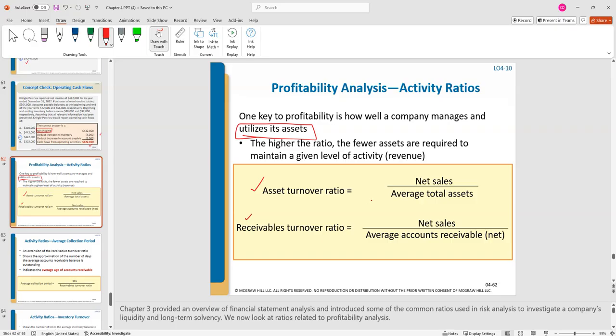One thing I do want to call your attention to is if it has average down there, we're going to have to do a little bit of math. So it would be like our beginning total assets plus our ending total assets, all of that divided by 2. Okay, so it's kind of like an equation within an equation. And what we're looking at here with these activity ratios, again, is how do we manage these assets?